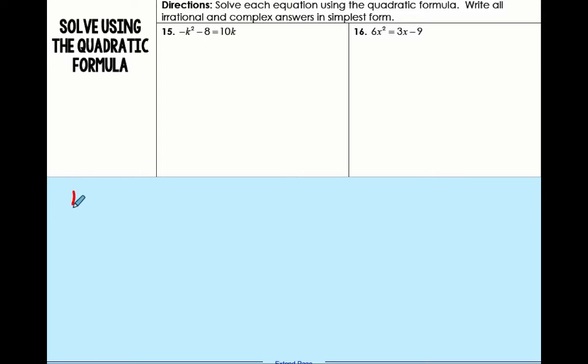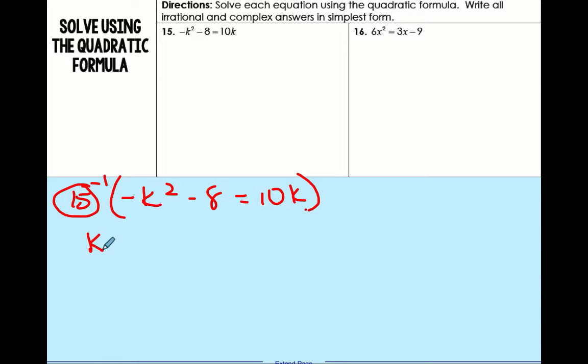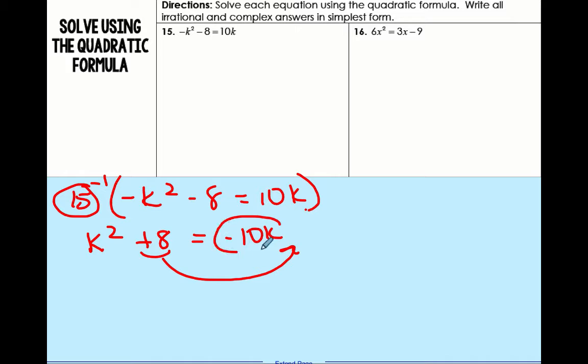So looking at number 15, I have negative k squared minus 8 equals 10k. I know that I need 10k to be on the same side. I want k squared to be positive, so I'm going to multiply everything by negative 1. So that's k squared plus 8 equals negative 10k. And now I want this to be on that side, and I want this to be over here. So I had k squared plus 10k equals negative 8.